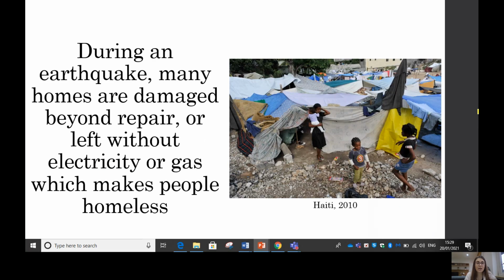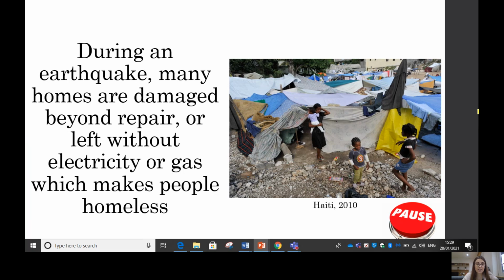Number 3, during an earthquake, many homes are damaged beyond repair or left without electricity or gas, which makes people homeless. So is homelessness and lack of electricity and gas a human effect or a physical effect? Pause me now.